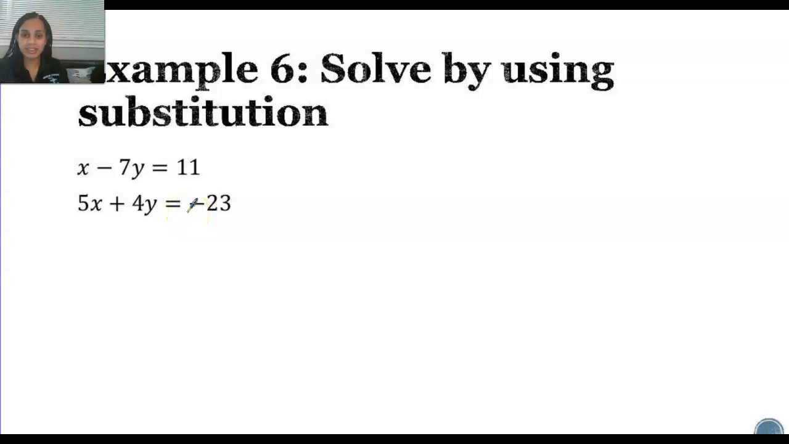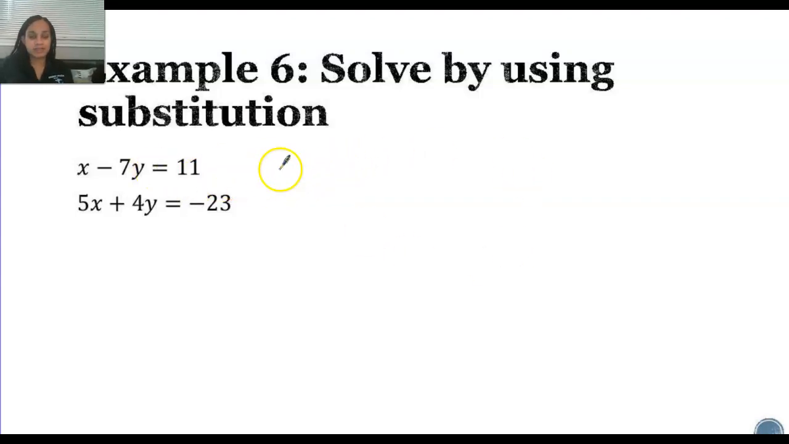Alright, this is a continuation of the 3-1 notes, so you can just continue right where you left off. But this is example 6. Previously we talked about solving systems using two methods, graphing and elimination. Now today we're going to talk about the third method, which is substitution, but we're also going to practice a couple of word problems. Let's get started.